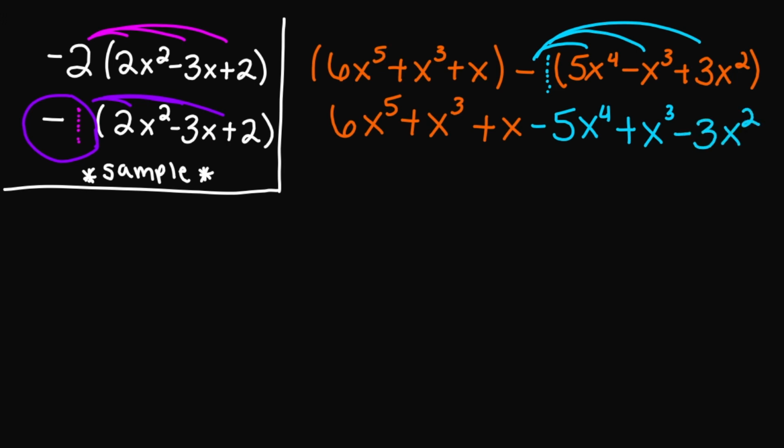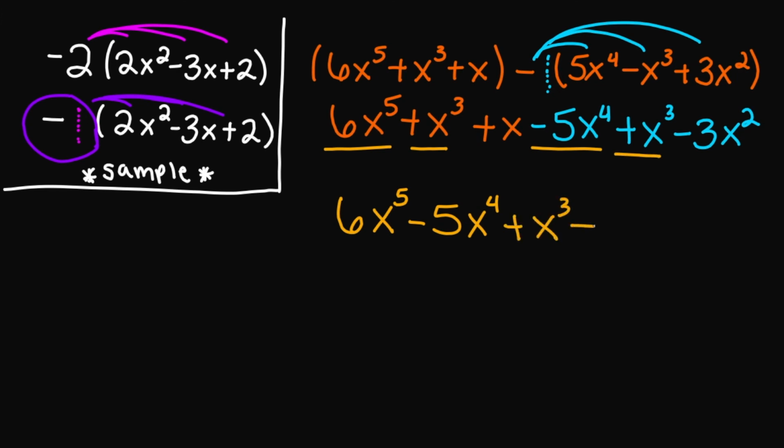Let's go ahead and bring our like terms next to each other so that we can add or subtract. First, we have x to the 5th. I do not have any other x to the 5th, so I'm just going to write 6x to the 5th. Next, we have negative 5x to the 4th, so I'm just going to write negative 5x to the 4th. Next, we have positive x cubed and another positive x cubed here. I'm going to write plus x cubed plus x cubed again. Next, we have negative 3x squared. I do not have any other ones, so I'm just going to write negative 3x squared here. And then we have plus x. I'm going to write plus x.